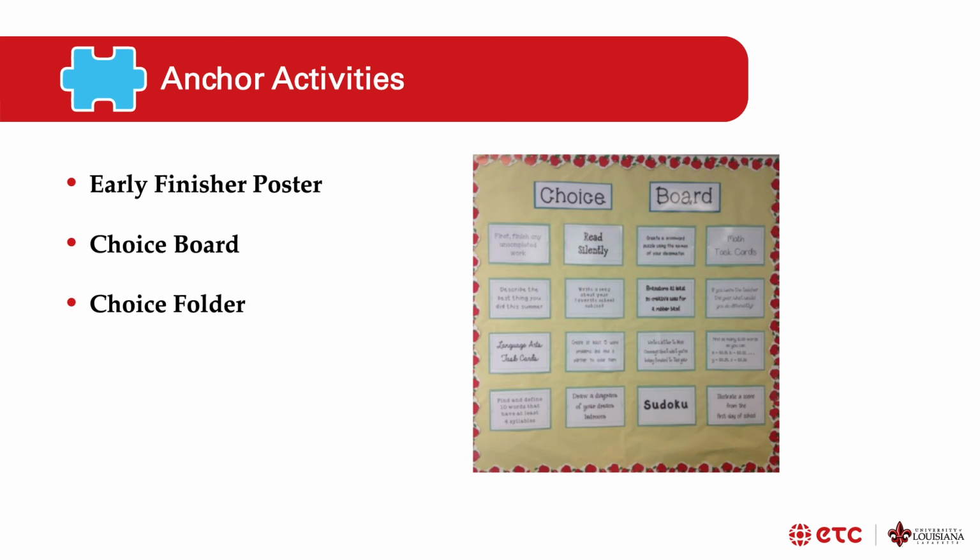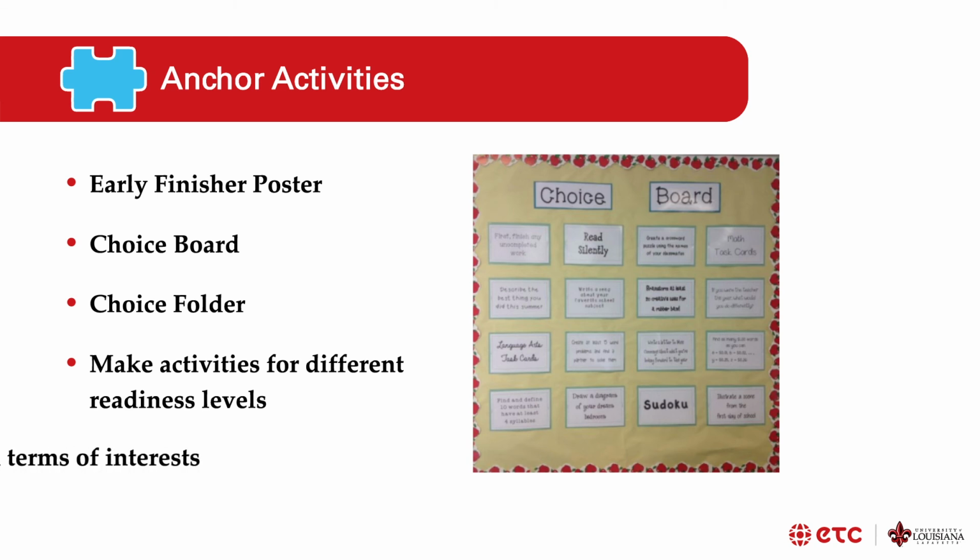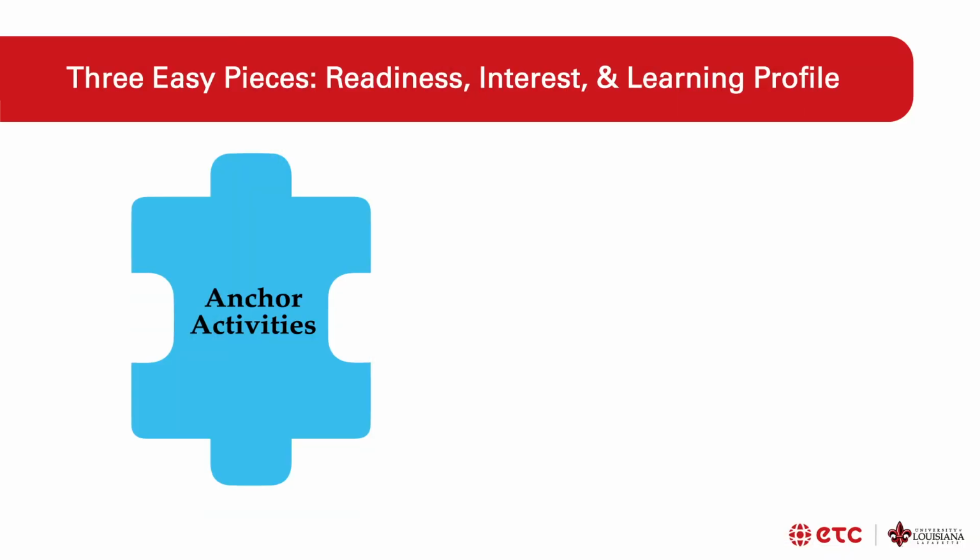Make sure that within those choices, there are things that are at different readiness levels, that you have different learning profiles. So you might have things that are more visual, more musical, those kinds of things. And you want to make sure that also they can choose in terms of interest. So the topic of whatever they're going to be doing, if they're going to be doing a poem, they get to choose a topic.